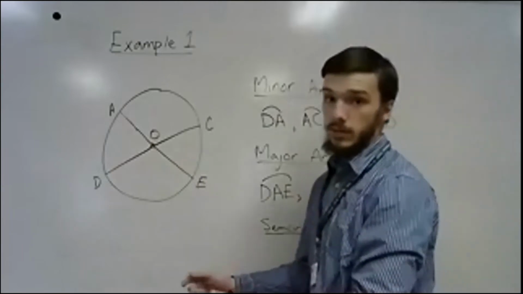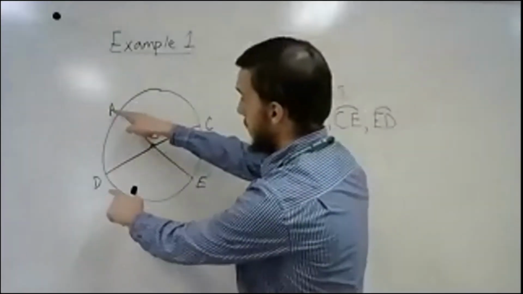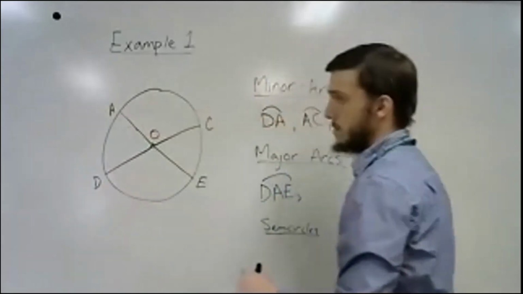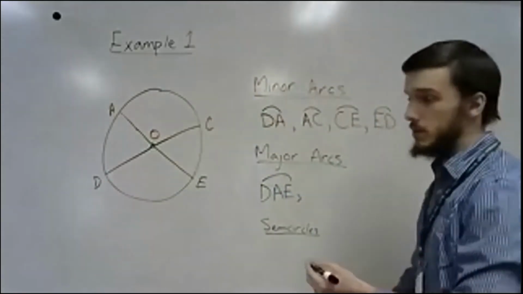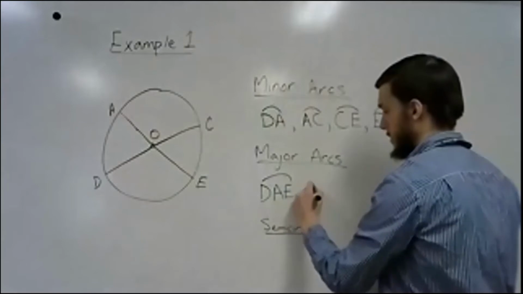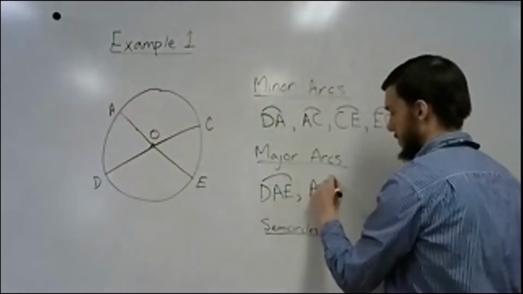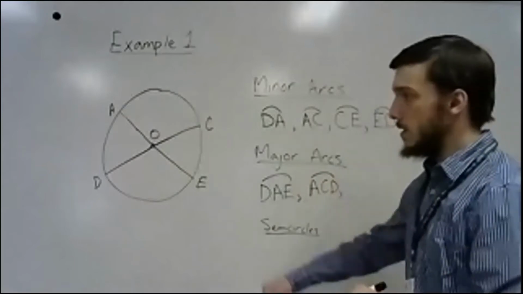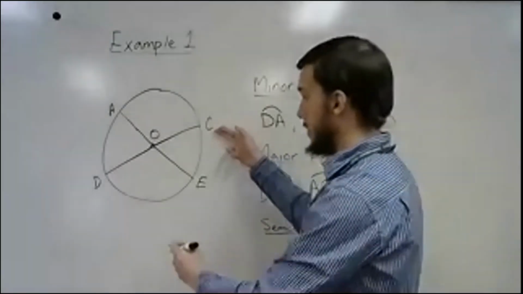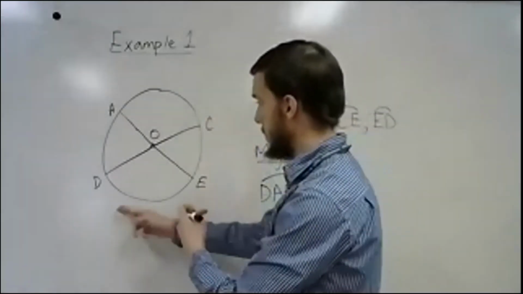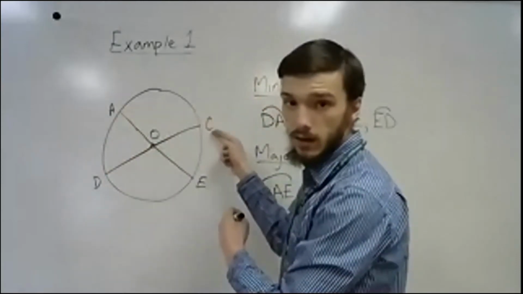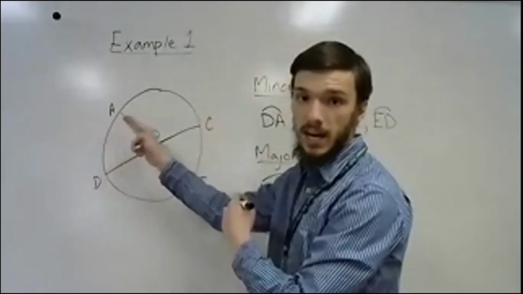So another major arc that we have is from A to D. To name that major arc, I'm going to use ACD. A third major arc goes from C all the way around to A. So we're going to call that arc CEA.